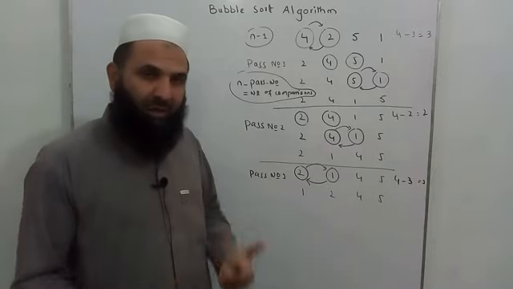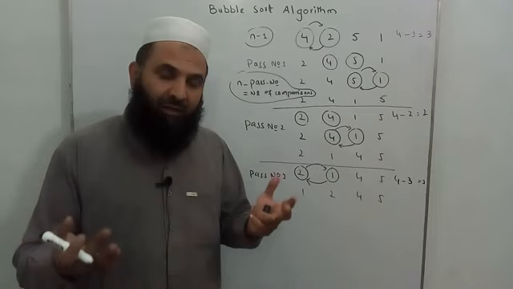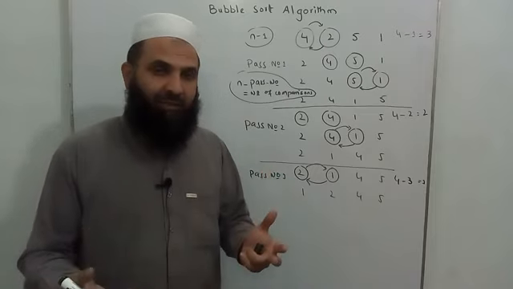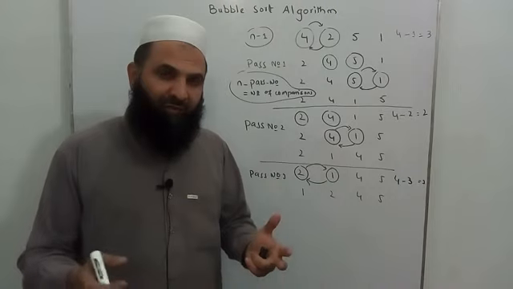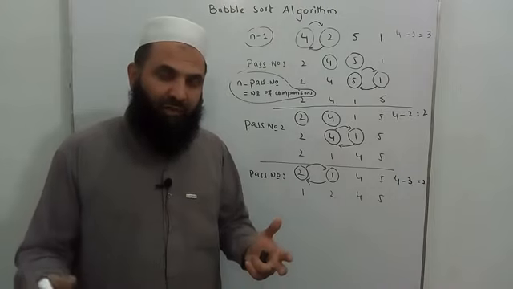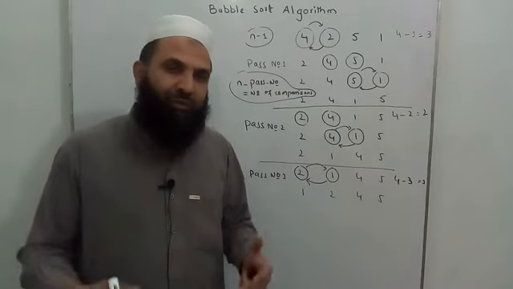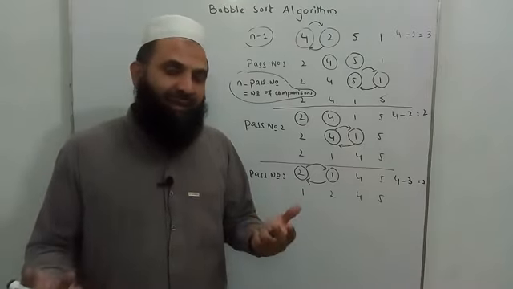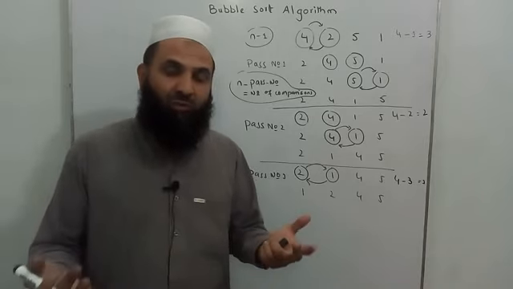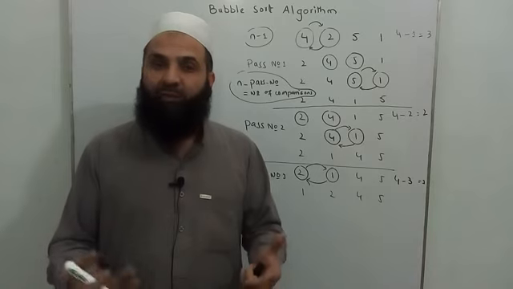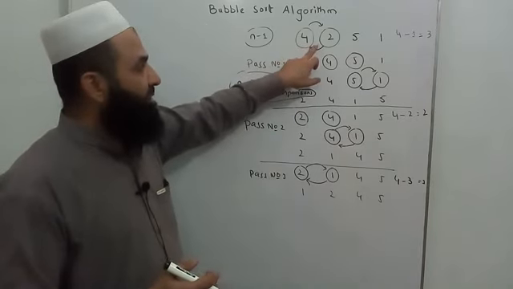This is already known. If we have 5 items, we will need 4 passes. And if we are in pass number 3, then 5 minus 3 will give us the total number of comparisons, that is 2. So this can be determined in advance. Anything that can be determined in advance, and if there is a repetition, for that we will use a for loop.